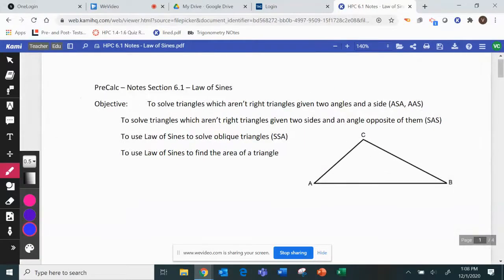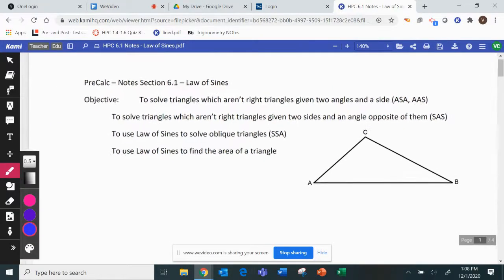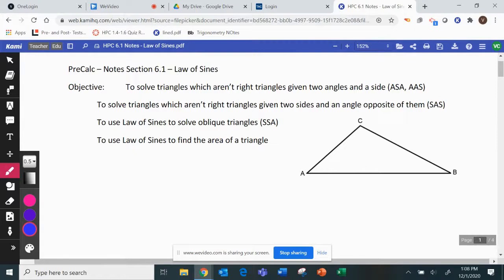Section 6.1, Law of Sines. So we have a triangle that is not a right triangle. For the past two chapters, we've only been doing right triangle trigonometry. Every single triangle we had was a right triangle. Now we have a not right triangle. However, we can use trigonometry on triangles that are not right.